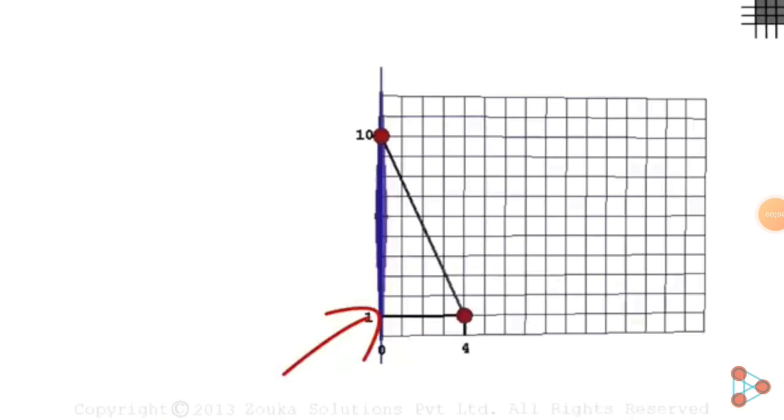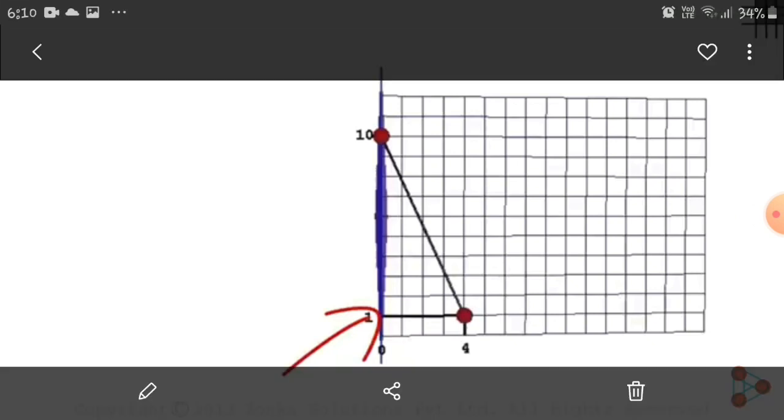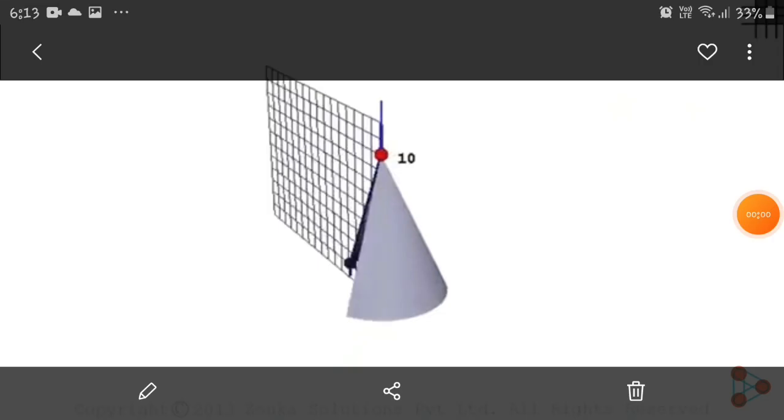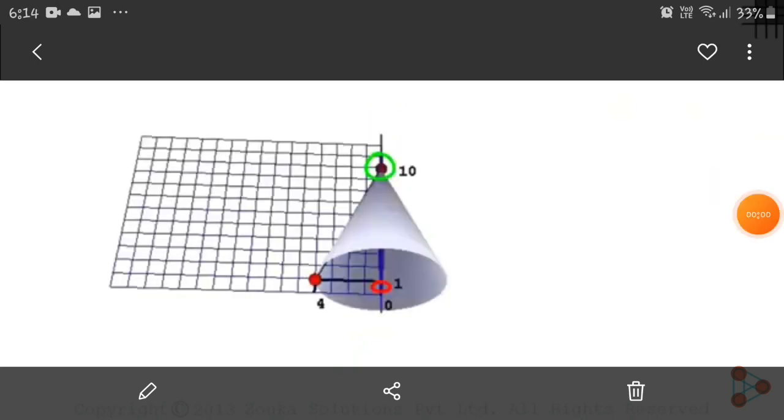If a right angle triangle is rotated about its axis, then the solid generated is a right circular cone. This is how it is rotated along the axis. So the solid formed is a right circular cone.